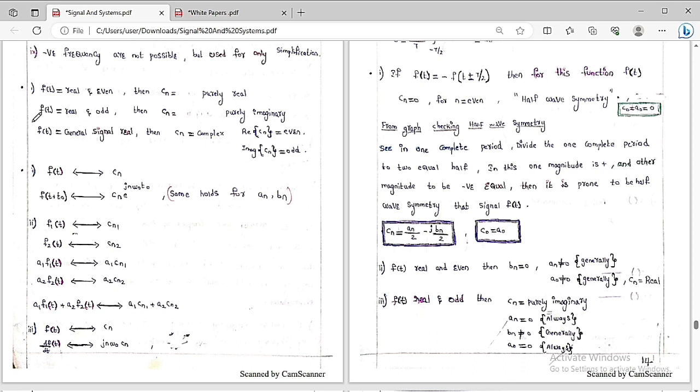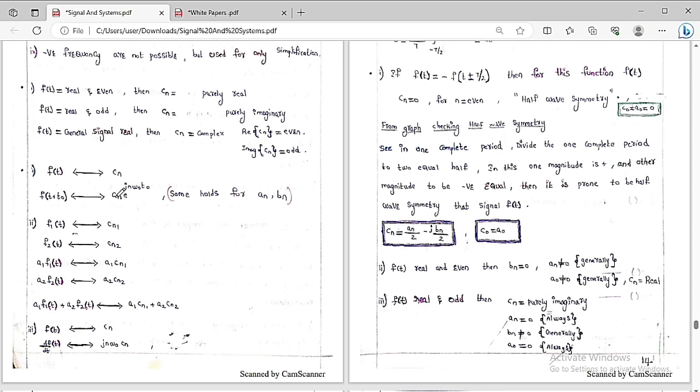So therefore, we can say when f of t is a real as well as an even signal, then Cn is purely real. If f of t is a real and odd signal, then Cn is purely imaginary. Suppose f of t is a general real signal, neither an even signal nor an odd signal, then Cn is complex, because the real part is present and the imaginary part is present. So the real part of Cn is always even and the imaginary part of Cn is always odd in nature. This point I have already told you.